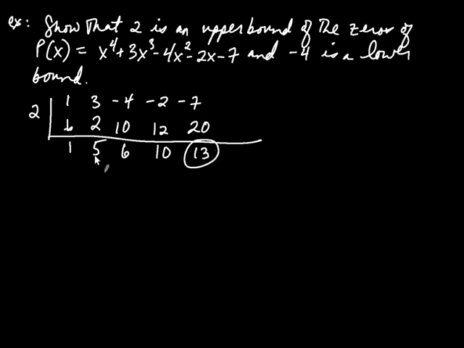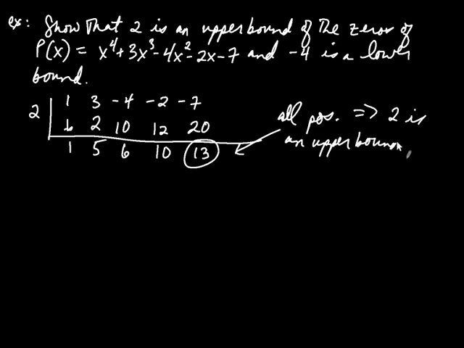Now what's important here is, well, two things. First of all, it shows that 2 is not a zero because the remainder is not 0. But also, notice that these are all positive. That is, the last row of synthetic division, including the remainder, they're all positive. And that implies, by the upper and lower bounds theorem, that 2 is an upper bound of the zeros. Okay, in other words, there are no zeros of this polynomial that are larger than 2.